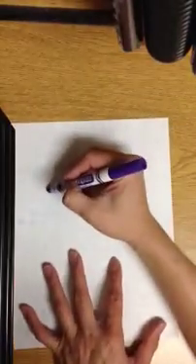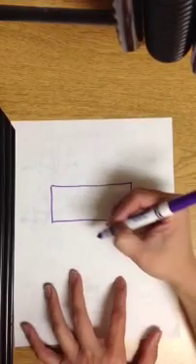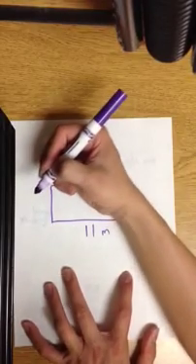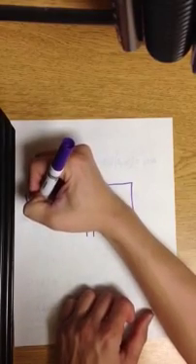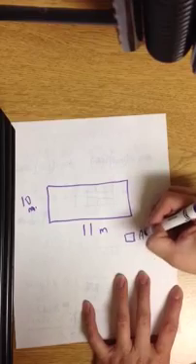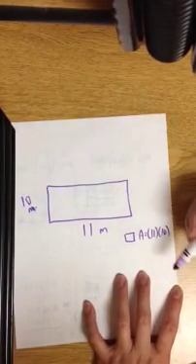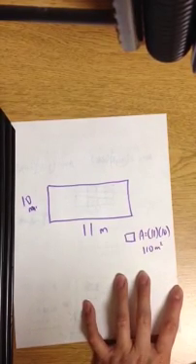Let's try another example. Imagine you have a large rectangle. The dimensions are 11 meters by 10 meters. What is the area of this purple rectangle? Base is 11, height is 10. 11 times 10 is 110 square meters.